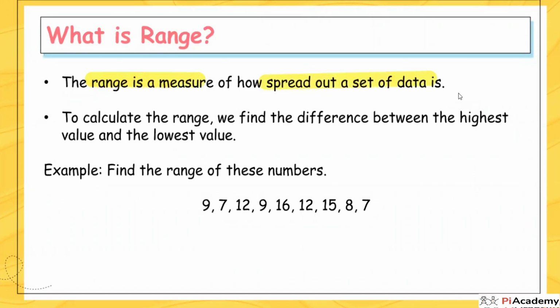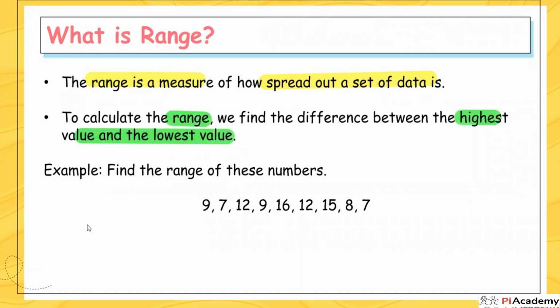So it will give you an idea of how much it's spread out. Okay, so it is starting from this number and ending with this number. Now how can we figure it out? You can figure out the range by the difference between the highest and the lowest value.